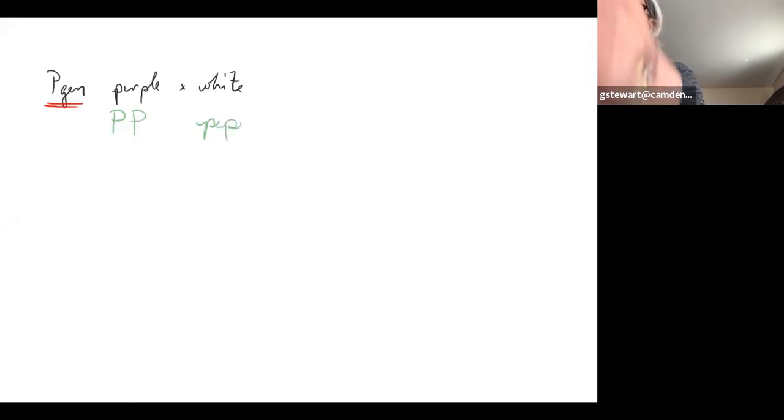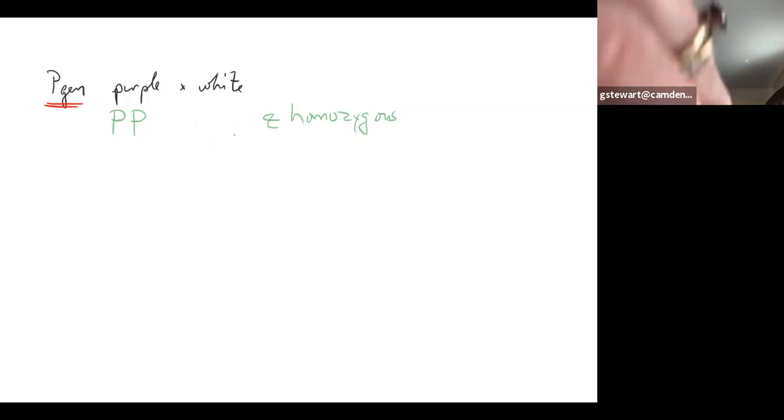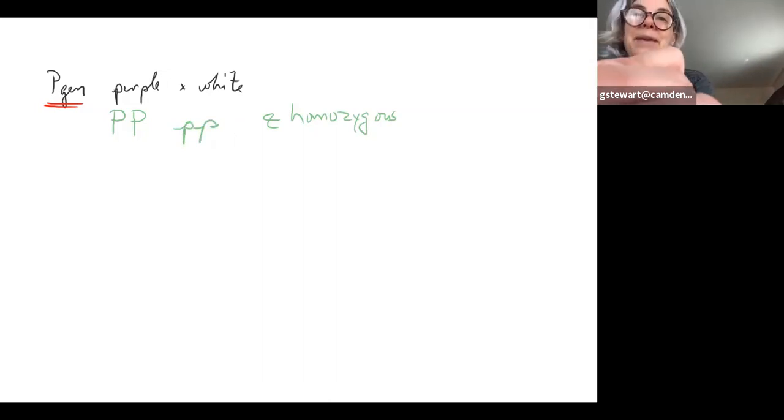These are homozygous because they are the same allele. Lowercase p, like that, two little p's. They are homozygous because they're the P generation. They are true breeders.